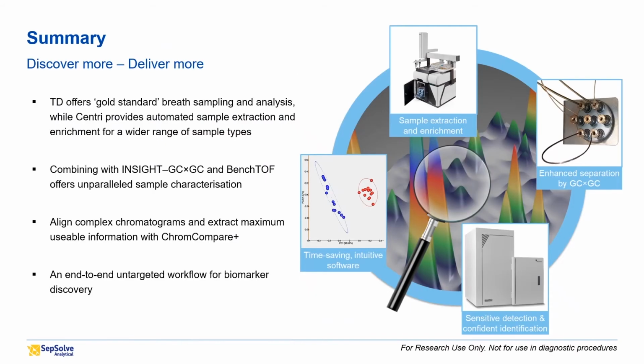Hopefully this presentation has shown that in untargeted discovery workflows, every stage must be optimized to extract maximum analytical information from the samples. And while sampling, separation, and detection are important, they are just the beginning. Untargeted data analysis is also needed to find the differences that you didn't know to look for. And with Chrome Compare Plus, we've shown that you can tackle this challenge by transforming complex 1D and 2D GCMS chromatograms into meaningful results. And together, this provides an end-to-end untargeted workflow for biomarker discovery.